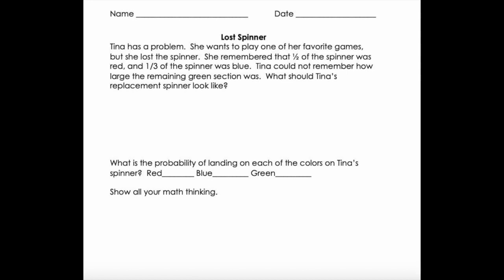What should Tina's replacement spinner look like? What is the probability of landing on each of the colors on Tina's spinner? Red, blue, and green. Show all your math thinking. So do that now before we begin the lesson, and we'll be going over it tomorrow before tomorrow's lesson.